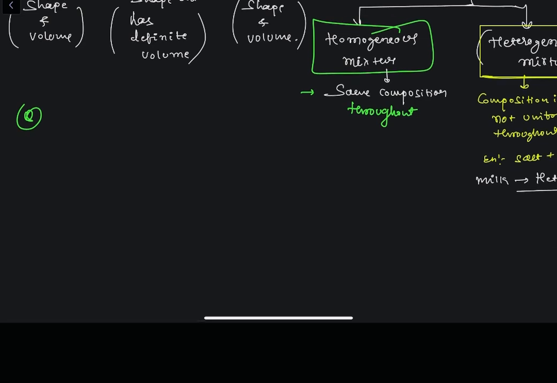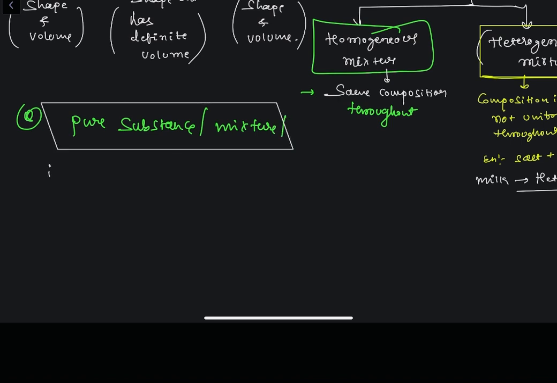I'm just asking one question. Classify the following as pure substance or mixture, and mention the reason also if you know. Those are graphite, milk, air, diamond.